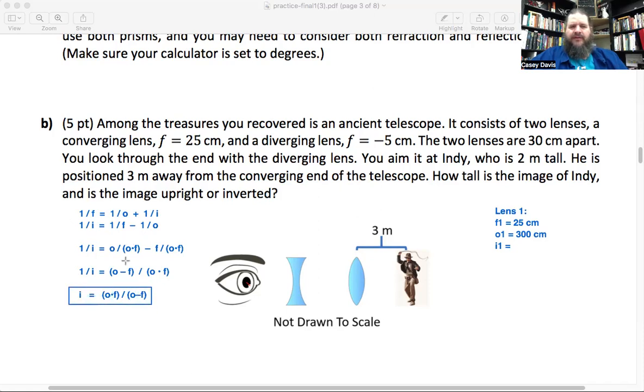So now instead of solving this equation over and over again, we can just use this version of the equation to directly find image. So O times F, that'll be 25 times 300. And since all of the distances are in the same units, we can assume those will work out nicely. We're going to end up with centimeters times centimeters divided by centimeters, so that'll just be centimeters. So 25 times 300 divided by 25 minus 300, which is going to be negative 275.